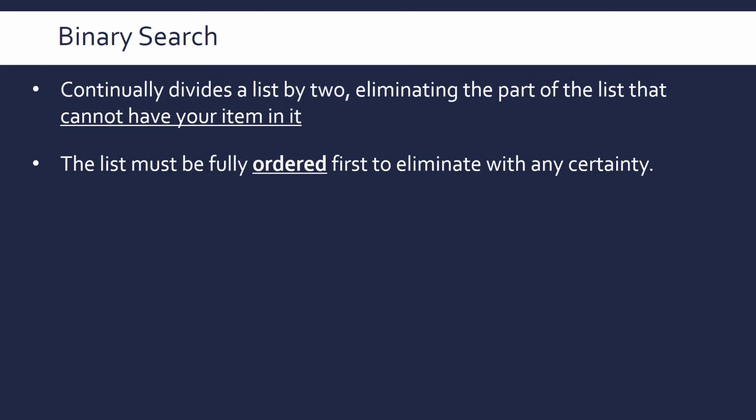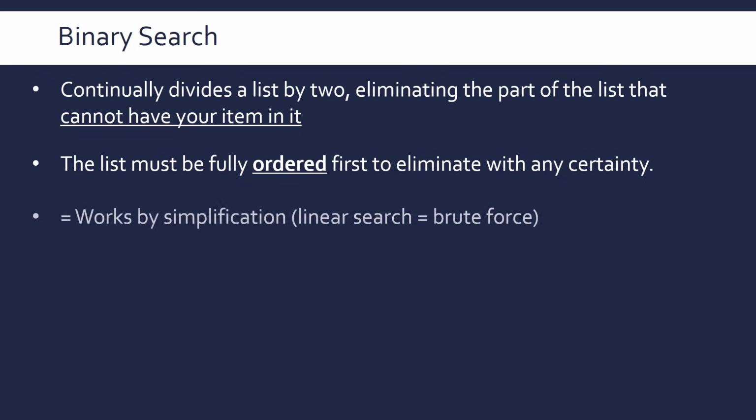We'll talk about some sorting algorithms a bit later, but for binary search to work you need a fully ordered list. With linear search, the list will be unordered. In fact, if it's unordered, linear search is your only option, you have to check every item potentially. Whereas with binary search, if it's ordered, you can eliminate halves. The whole idea is to simplify the set, whereas linear search, as I said, is just brute force checking everything.